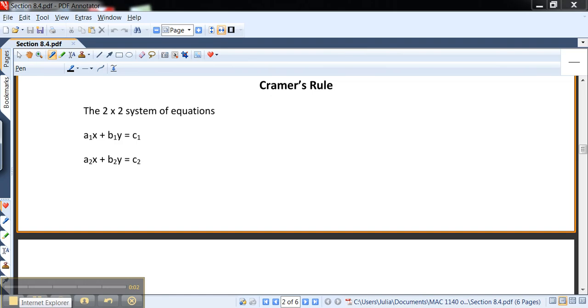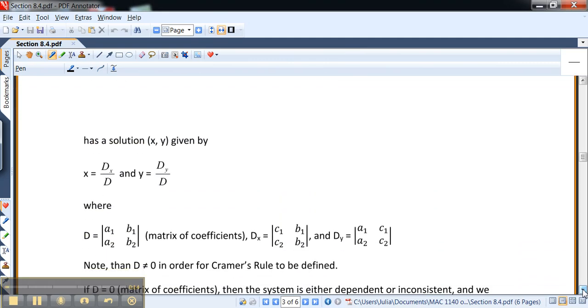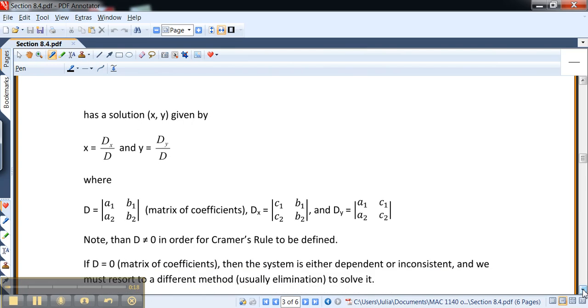This video is on Cramer's rule to solve systems of equations. Now you can look up the way to solve them in the textbook. What I would like to tell you is a quick way to actually remember these determinants. So here's the idea. If we have 2 by 2, the determinants are fairly simple.